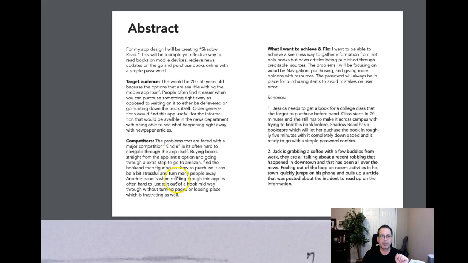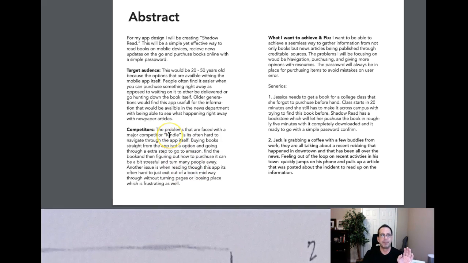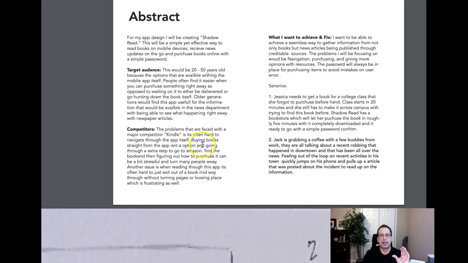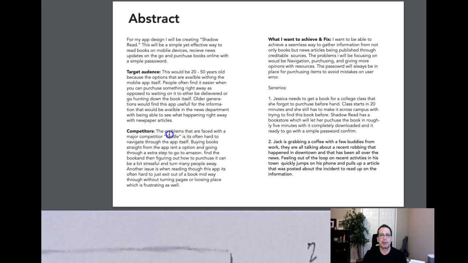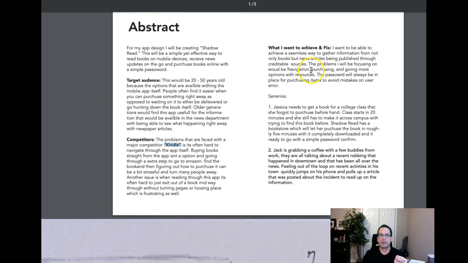Competitors, you've got Kindle, but that's it. I would name at least two competitors. Summarize the competitors' capabilities, then give the pros and cons of each. At least two would be good to include in your competitors list. What I want to fix: I'm able to achieve a seamless way to gather information from not only books but news articles. Good. Focusing on navigation, purchasing, and giving more options with resources. Password will always be in place for purchasing items. What about mistakes and user error?